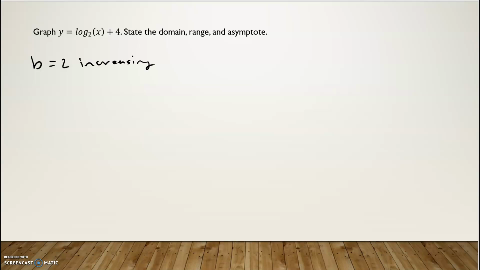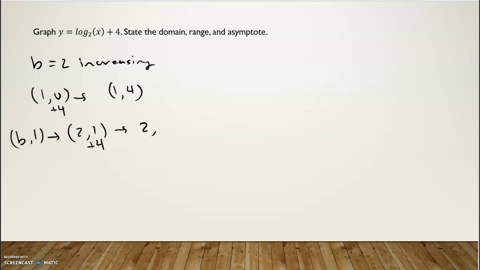Now let's look at our key point 1, 0. Now we said that this plus 4 is going to affect the y values, so I need to add 4 to my y value, so this will be 1, 4. And then the b, 1, well, b is 2, 1. Again, we're affecting the y values, and we're going up by 4, so I need to add 4. So this will be 2, 5.